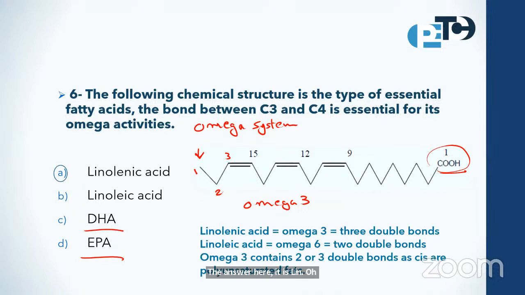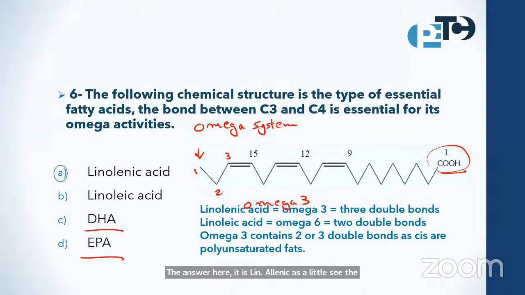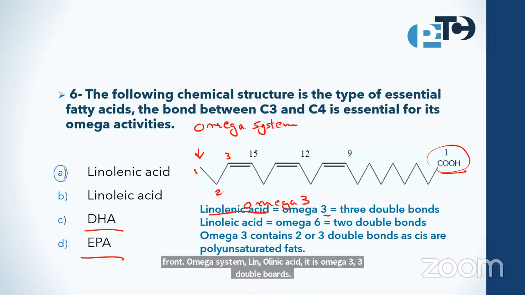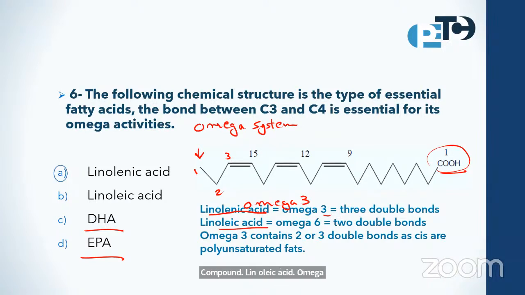Let us see the different omega systems. Linolenic acid is omega 3, a compound with 3 double bonds. Linoleic acid is omega 6, the first double bond starting from carbon number 6, in between 6 and 7 here. Omega 3 contains 2 or 3 double bonds as cis, and these are polyunsaturated fats.